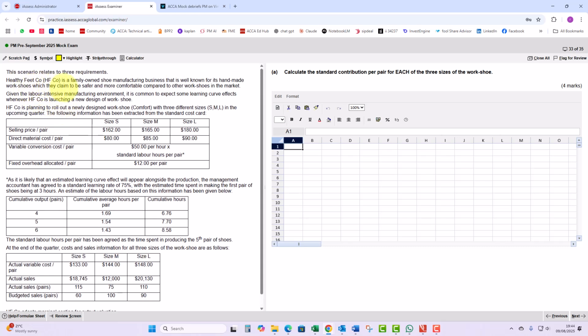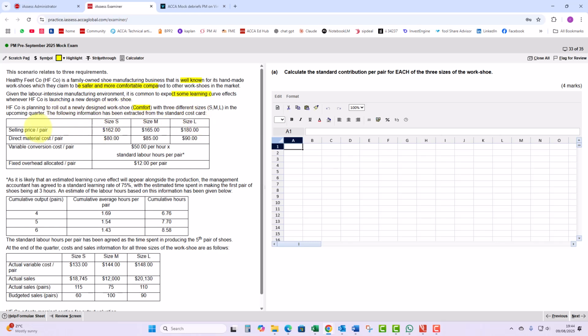Healthy Feet Co. is a family-owned shoe manufacturing business that's well known for its handmade work shoes, which they claim to be safer and more comfortable compared to other work shoes in the market. Given the labour-intensive manufacturing environment, it's common to expect some learning curve effects whenever HF is launching a new design of work shoe. They're planning to roll out a newly designed shoe called Comfort in 3 different sizes, small, medium, large, in the next quarter. The following information has been extracted from the standard cost card.